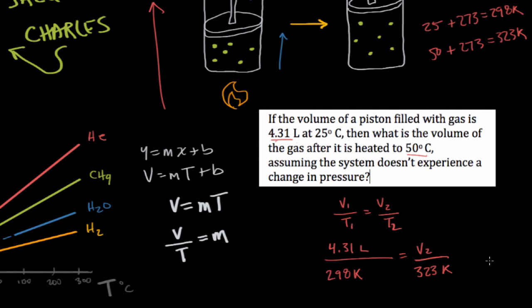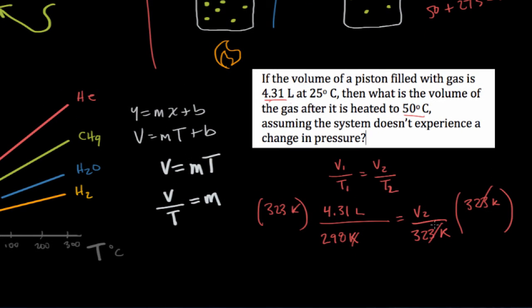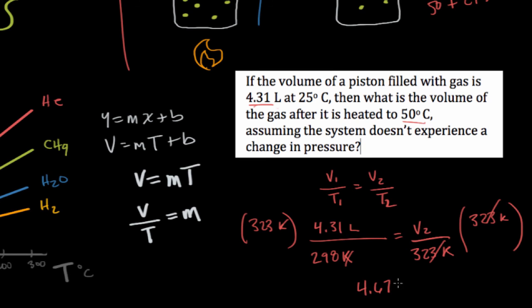So to continue solving this, we need to multiply both sides by 323 Kelvin to isolate our final volume. So times 323 Kelvin, and that's going to allow us to completely cancel out the value on this side, and we'll cancel out our units of Kelvin on this side. And so what we have is 323 times 4.31 divided by 298, and we're retaining our unit of liters, and that's going to give us a final volume of 4.67 liters.